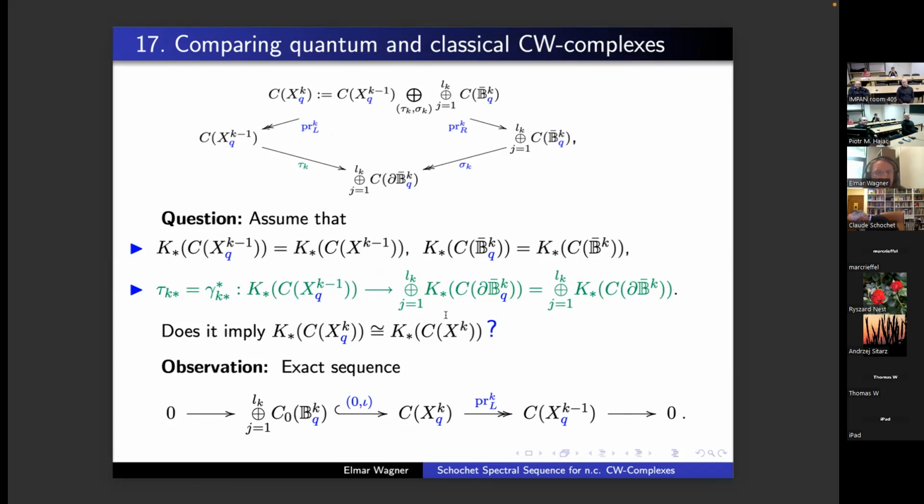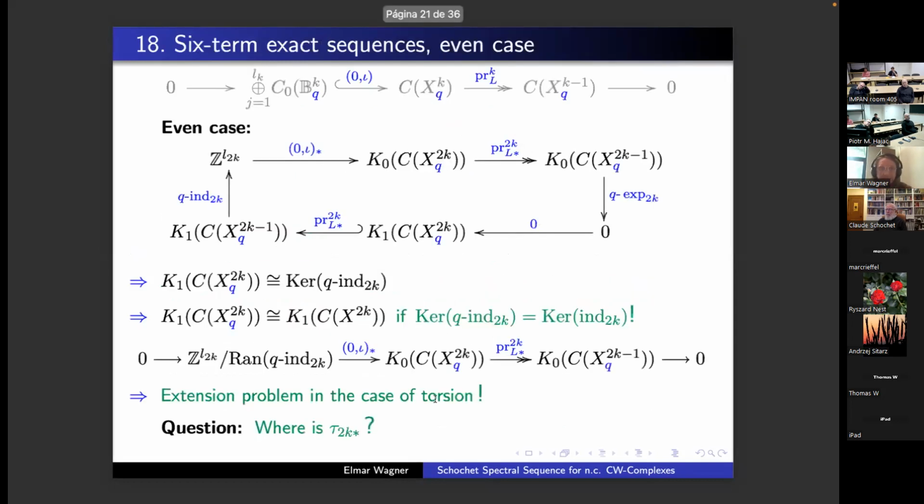So here we have this exact sequence. The K-theory of the corners is known classically. Now the question is whether this exact sequence guarantees that the K-groups in the middle are the same, and we can't guarantee it. So I continue with chasing 6-term exact sequences.